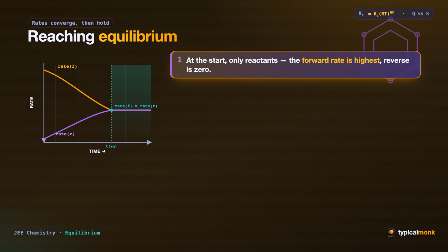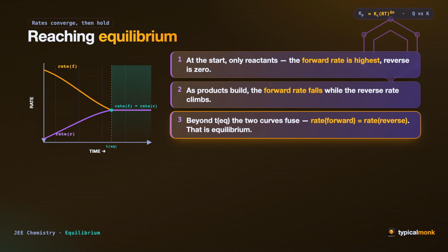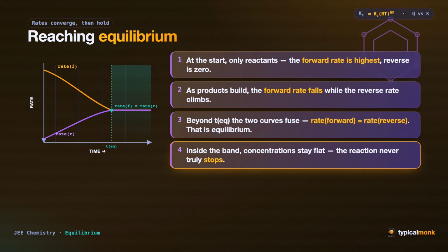Look at this graph carefully, because this single picture shows exactly how equilibrium is built. At the start, only reactants exist, so the forward rate is at its highest, and the backward rate is 0. As products build up, the forward rate falls while the backward rate keeps rising. And a moment arrives when the two rates become equal. That moment is equilibrium. Beyond it, concentrations stay flat, but the reaction never truly stops. There is motion inside, even while everything looks calm outside. Lisa used to think a flat line meant the reaction had shut down, but a flat line only means the two rates are now equal.